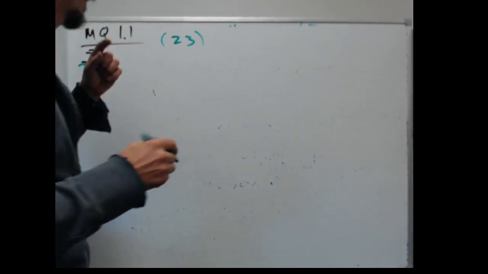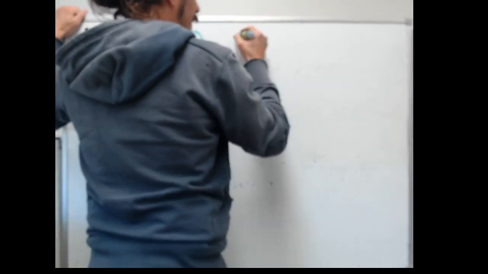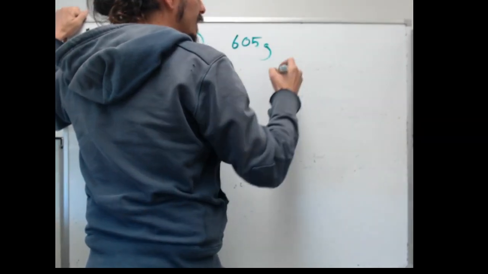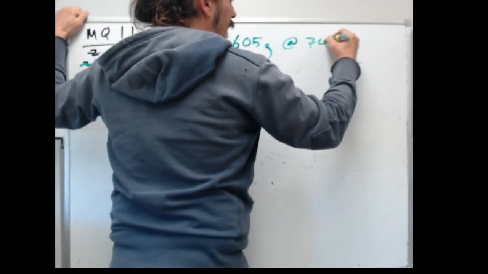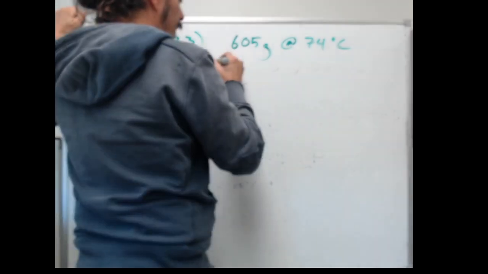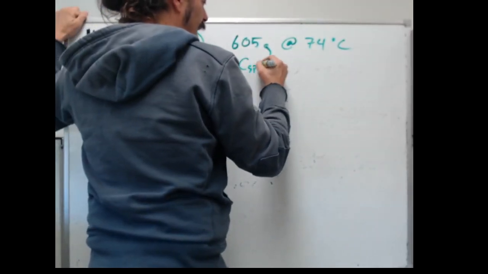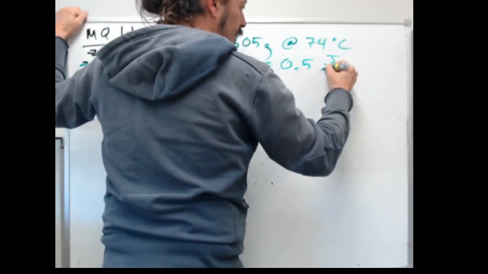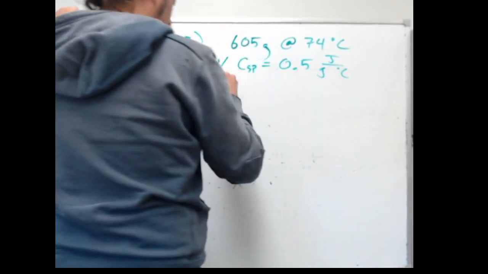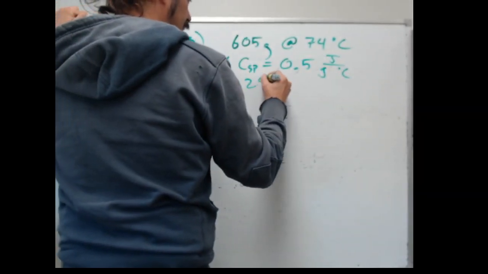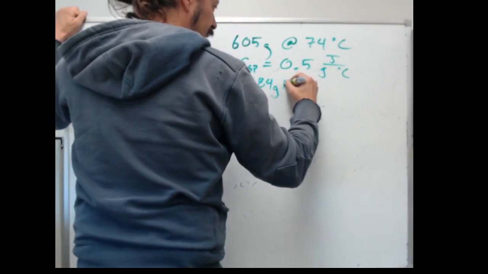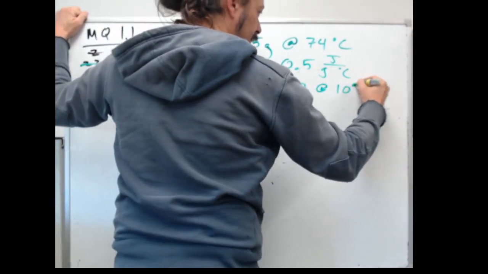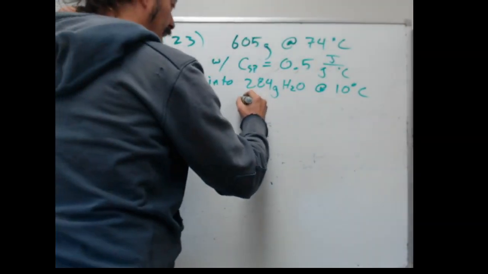We dropped a 605 gram piece of metal at 74 degrees Celsius with a specific heat capacity of 0.5 into 284 grams of water at 10 degrees Celsius. And then we have to solve for the final temperature.